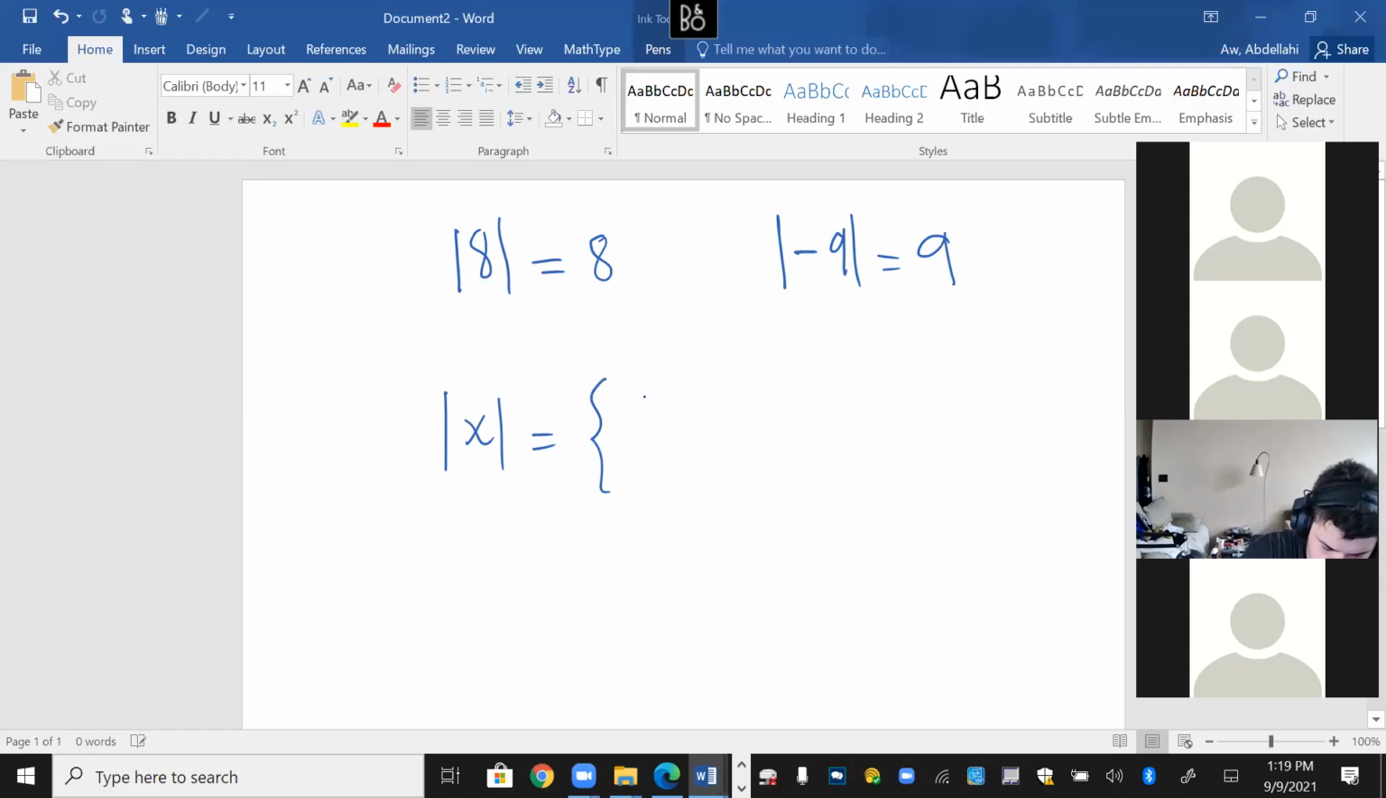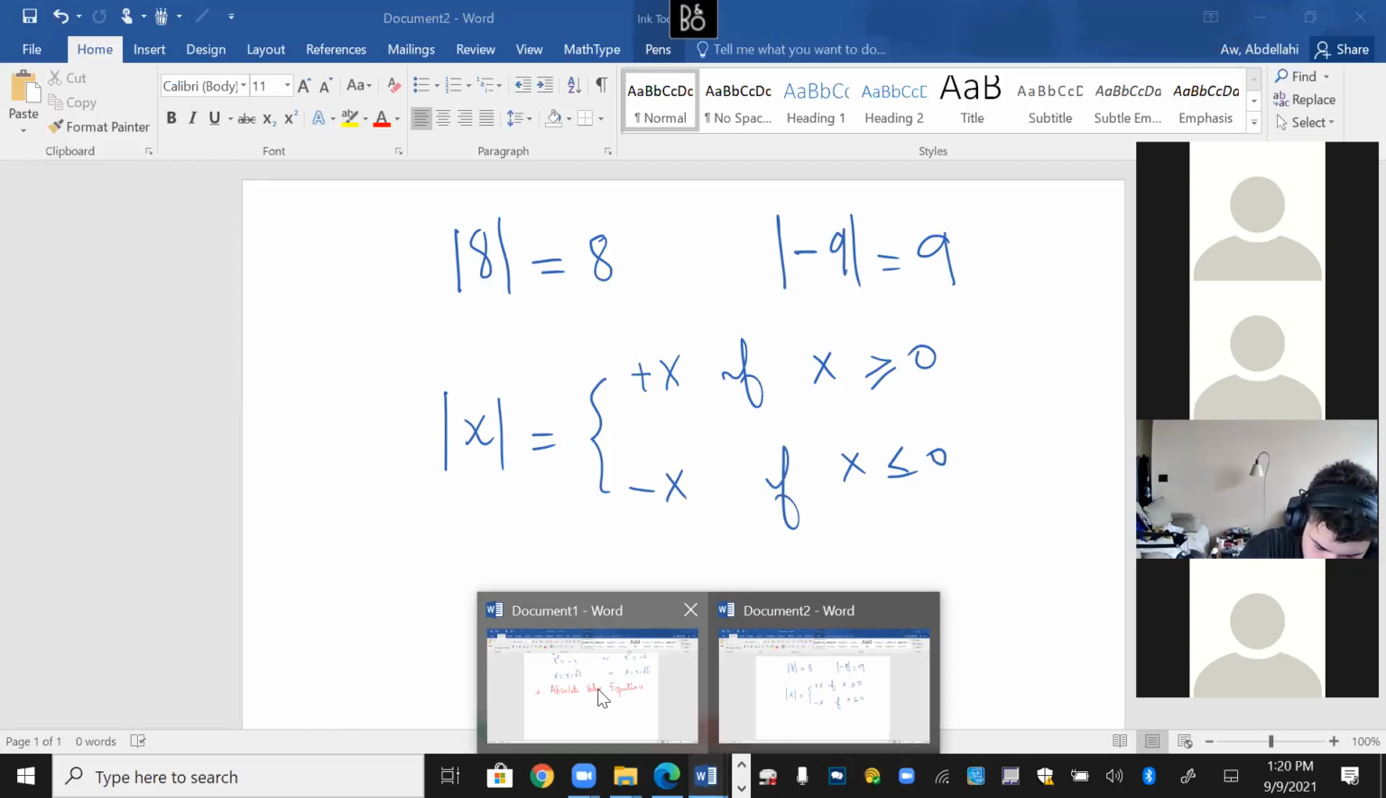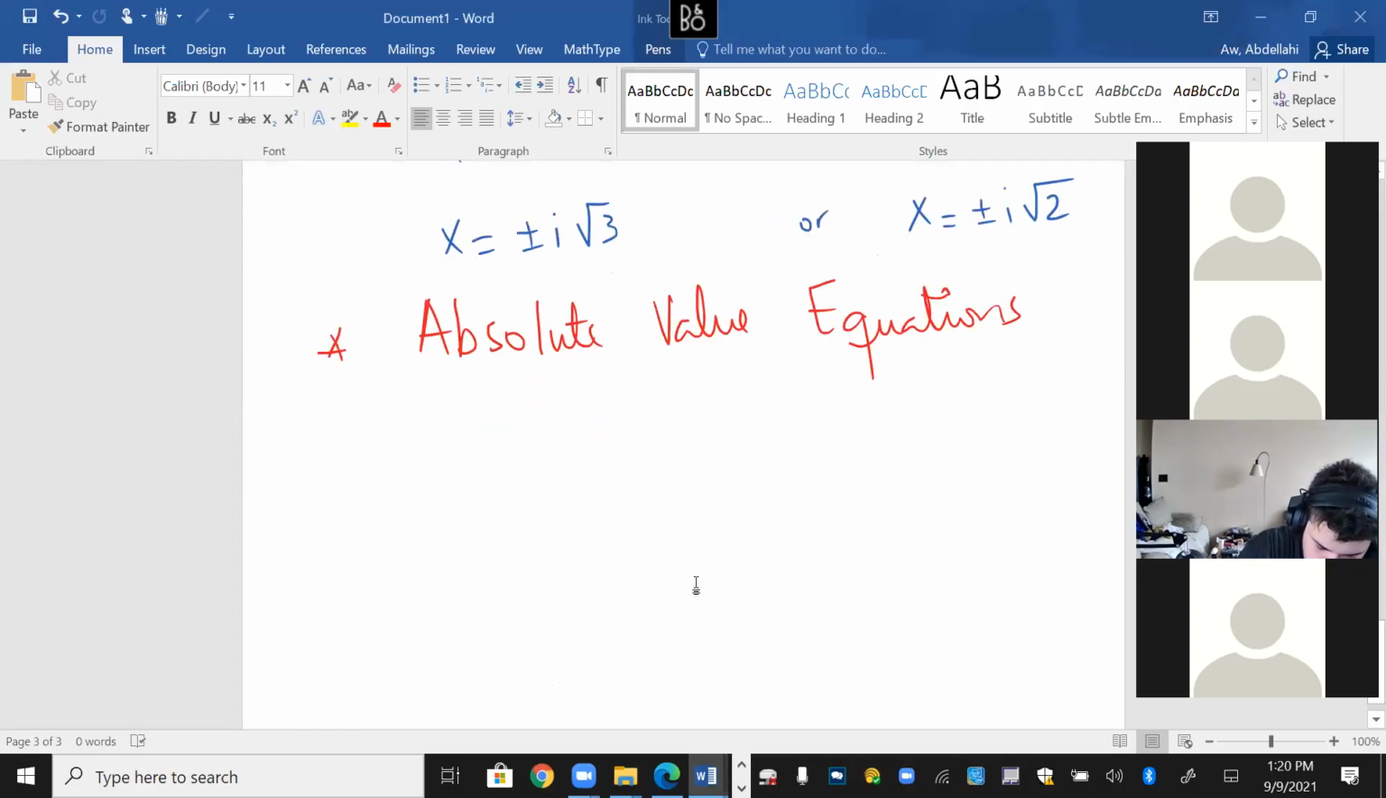It is equal to positive X if X is positive, right? Or negative X if X is negative, okay? That is the definition of absolute value. If I don't know exactly what is the sign of X, I have to say all the cases, right?